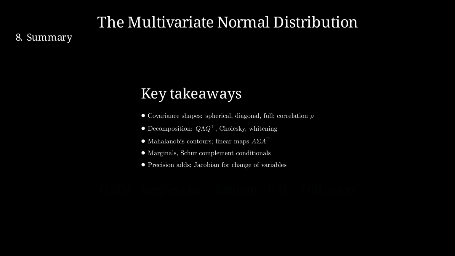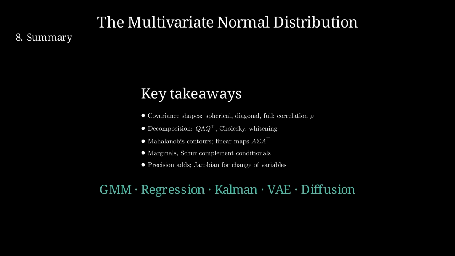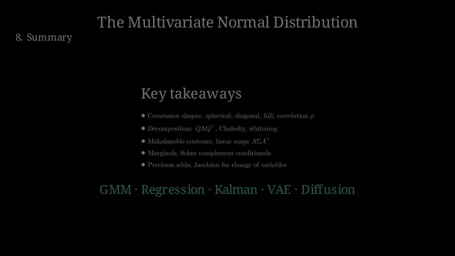Applications span the full machine learning stack. Gaussian mixture models cluster data, linear regression assumes Gaussian noise, Kalman filters propagate normal beliefs over time, variational autoencoders often use Gaussian latents, and diffusion models build on Gaussian noise schedules. Mastering the geometry of sigma is the foundation for all of these methods. The multivariate normal earns its central role because so many operations, integration, conditioning, linear maps, and multiplying factors keep you inside the family with closed-form answers.